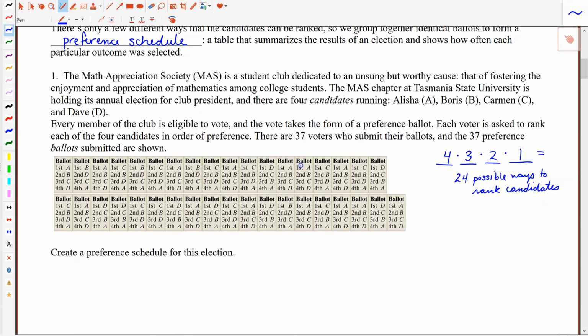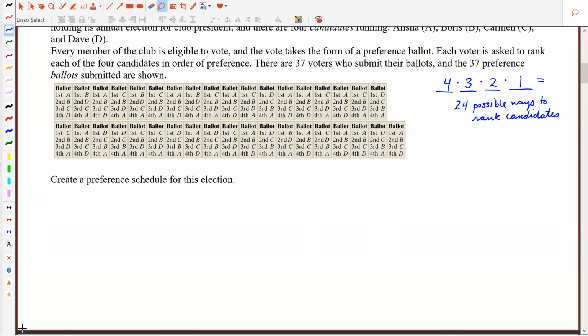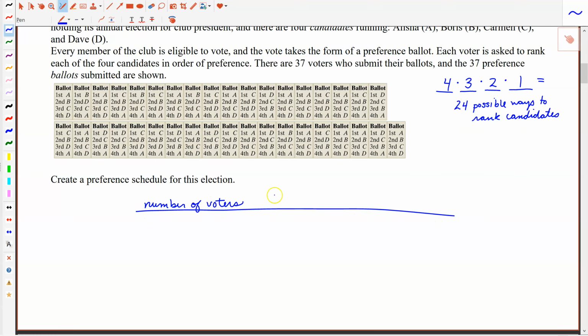So when we create a preference schedule for this election, the first thing we're going to put down is the number of voters. And we're actually going to be listing the number of voters across the top here as we start organizing our ballots. Underneath number of voters, let's include our rankings: first, second, third, and fourth.